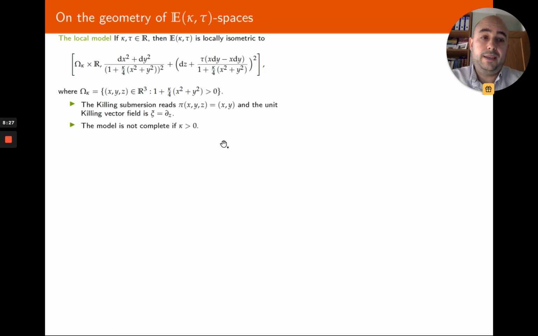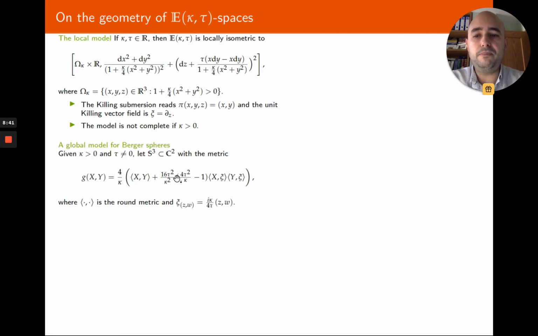But it turns out that the model is not complete when kappa is equal to 0. In fact, this cannot be a projection into S2 when kappa is equal to 0, because this is a disk. And in fact, the geometry gets a little bit more involved. Then, to be precise, there is a global model in the case kappa bigger than 0 and tau different from 0. This is the case of Berger spheres.